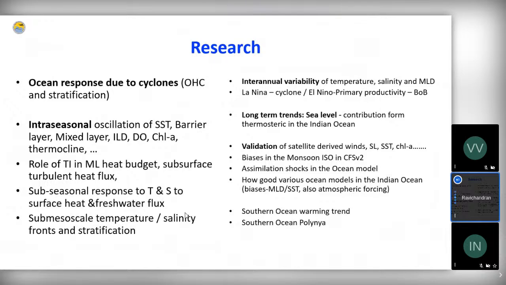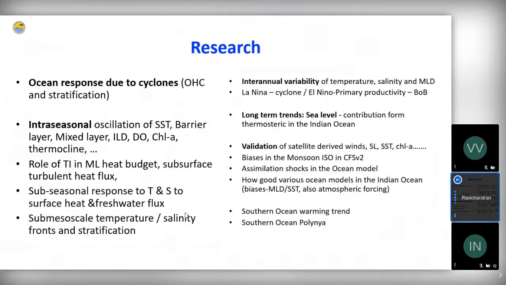And also in the long-term trend of sea level, basically the contribution from the thermosteric component in the Indian Ocean, how much this thermosteric sea level has contributed to total sea level during the last two decades, has also been documented using Argo floats. And these observations are used effectively for validation of satellite-derived data of many variables. And also they are used to see the biases in the model and other parameters. And the Argo floats and other platforms have given new insight into the recent Southern Ocean warming trends, as well as the Southern Ocean polynya that has happened near Antarctic waters and other things.